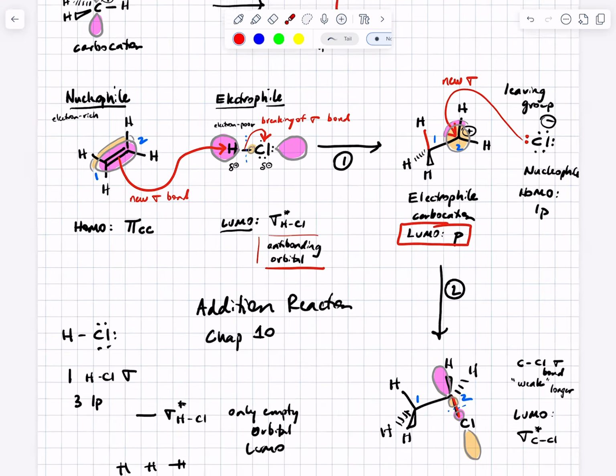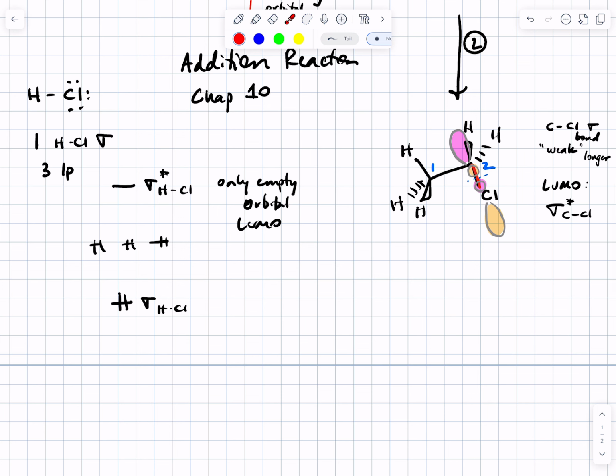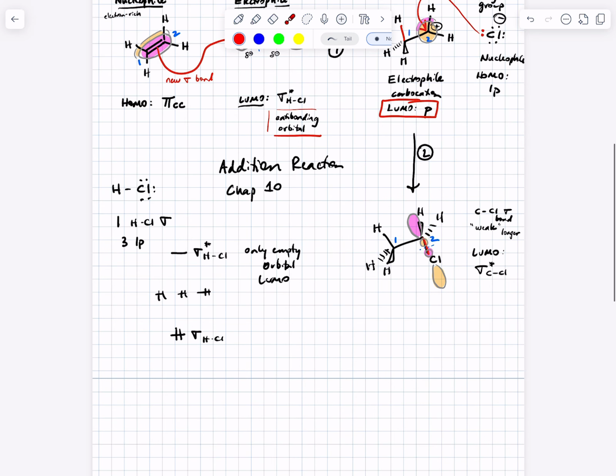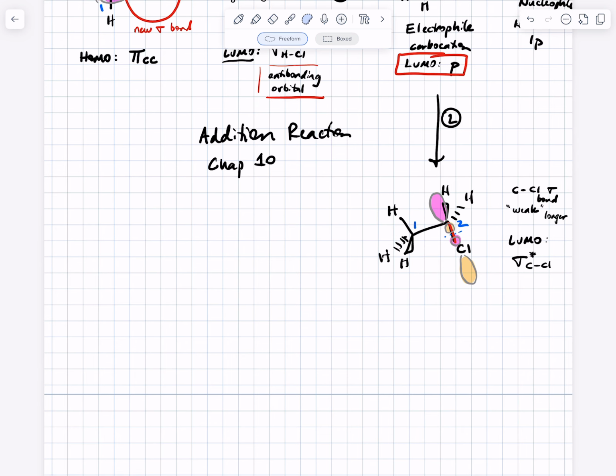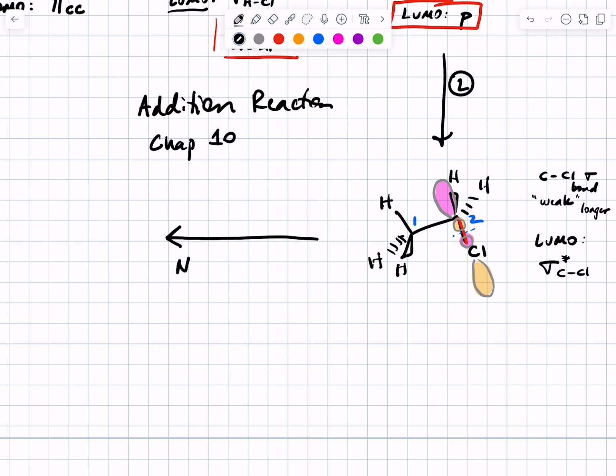Good. All right, so supposing you wanted to take this product and do a subsequent reaction. Supposing I wanted to bring in a nucleophile. So I'm just going to say, let's bring in the following nucleophile. It's going to be this molecule with a negatively charged oxygen. There you would say that the HOMO of this nucleophile is the lone pair on the oxygen.